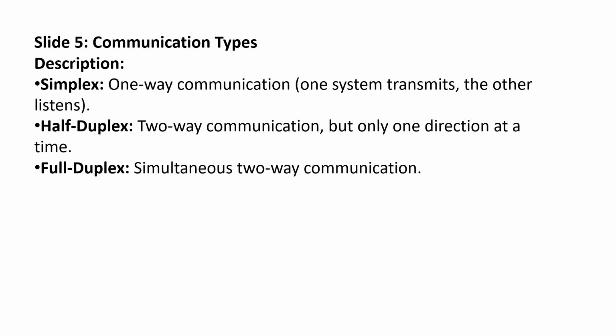Communication types. There are three types of communication. Simplex refers to one-way communication, that is, one system transmits and the other system listens. Half duplex is two-way communication, but only one direction at a time, which means that one system transmits, the other system listens, then the other system transmits, and the first system listens. This happens only in one direction at a particular instance of time. Full duplex is similar, but simultaneous two-way communication happens all the time.